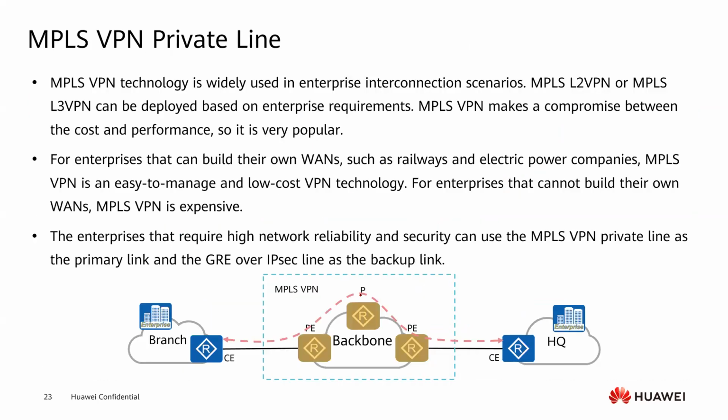And the last one is MPLS, and I guess everyone is very familiar with MPLS, like MPLS VPN, level 2, level 3. This MPLS VPN you can also purchase from the ISP. Based on your requirements, they will provide different private lines. And MPLS VPN is also widely used.